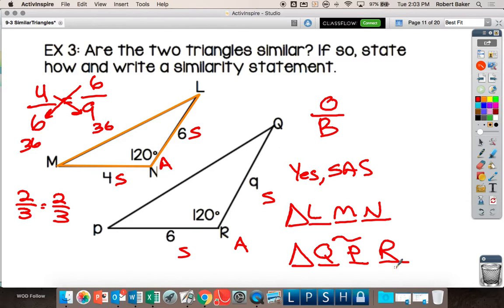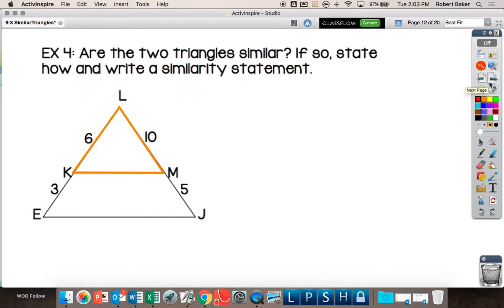Is that better than the angle shortcut? Is it a little more obvious what's going on there? Yeah? Let's try one more like that. Are these two triangles similar? Maybe? So someone's guessing side angle side. That's a good guess. But where is the angle that they're sharing?